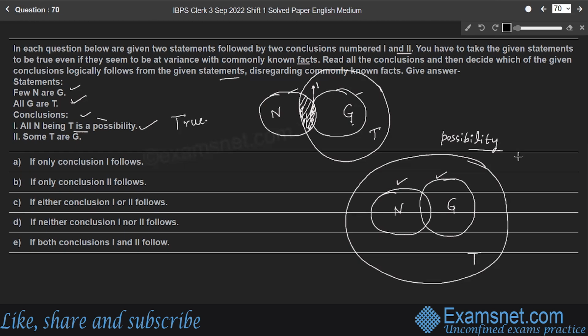Therefore, conclusion 1 is true. Whereas second conclusion, some T are G. That means, from second statement, all G are T. Therefore, some T means the portion of G, so all portions of G which are T are nothing but some T. They are G, right? Therefore, second conclusion is also true. Therefore, both conclusions 1 and 2 follow. Hence, option E is the right answer.